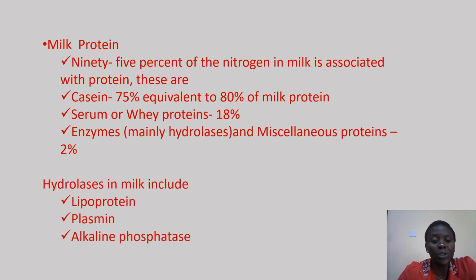Hydrolases in milk include lipoprotein lipase, plasmin, and alkaline phosphatase. Alkaline phosphatase is a very important enzyme because it helps to check the adequacy of milk pasteurization, which is a very important parameter in milk processing.